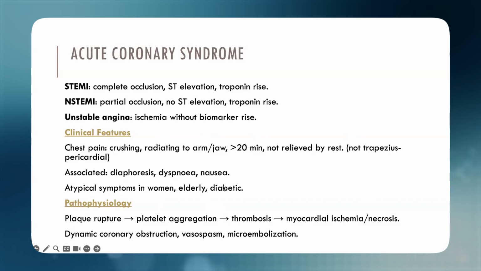Pathophysiology is usually plaque rupture, platelet aggregation, thrombosis, and myocardial ischemia, because thrombosis cuts off the blood supply to the target myocardium. Other mechanisms are dynamic coronary obstruction, which is due to vasoconstriction or vasospasm, or microembolization.